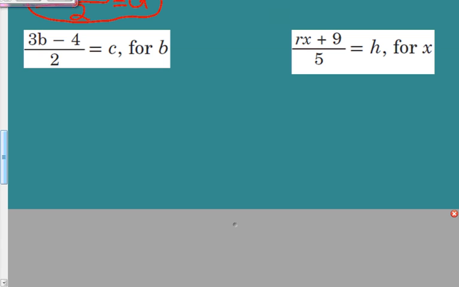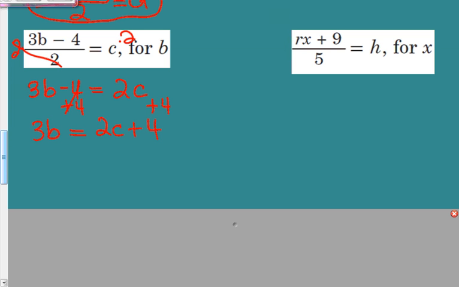Solving for b. B is on top. We have a 2 in the denominator, so right away, multiply that 2 away. So those will simplify, leaving 3b minus 4 equaling 2c, because 2 times c is 2c. We're looking for b, so we're going to get rid of this minus 4 now. We'll add 4 on the other side. It will be 3b equaling, these are gone, 2c plus 4.